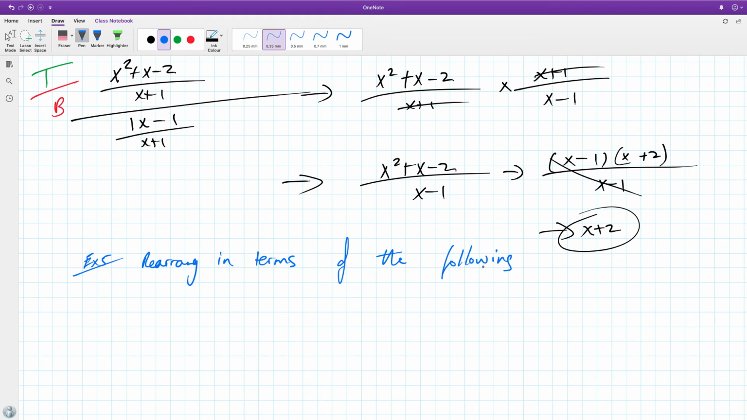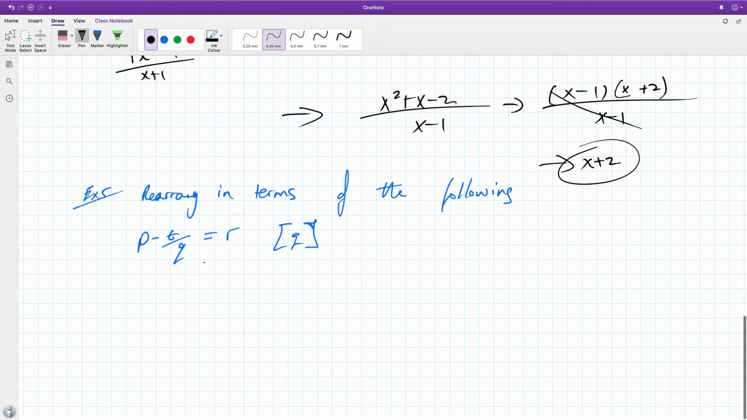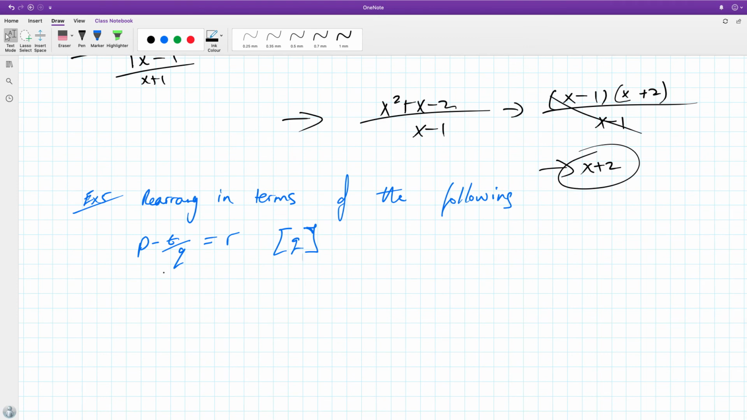Right, so rearrange in terms of the following. We have P minus T over Q is equal to R. And we want it in terms of Q, right? So I'm going to do it my way. You're going to help me do it my way. I want to get rid of the fraction. How do I get rid of my fraction here?